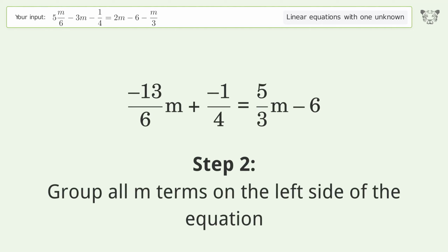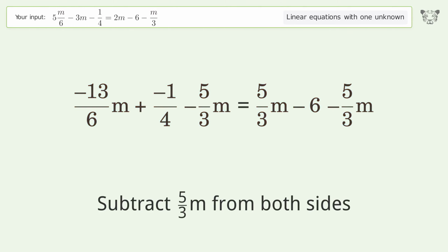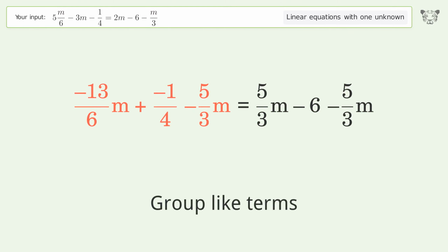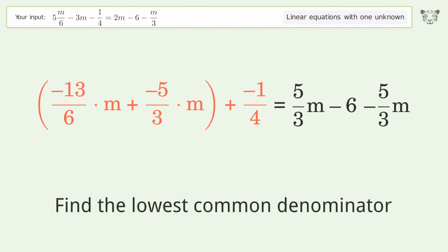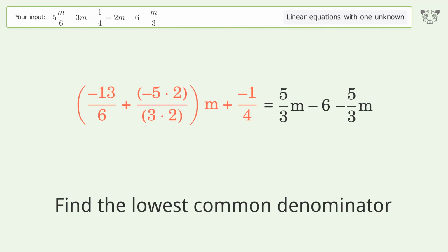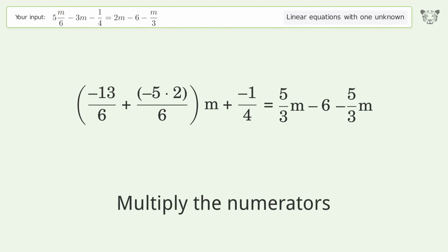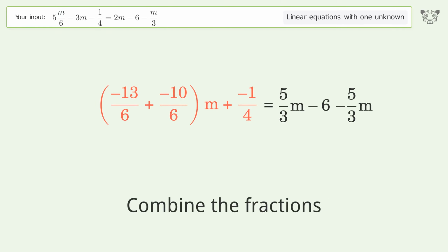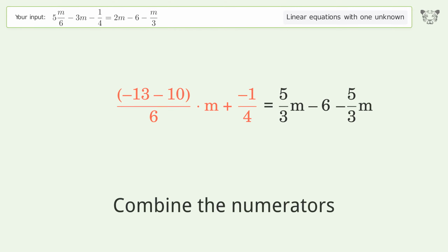Group all m terms on the left side of the equation. Subtract 5/3m from both sides. Group like terms. Find the lowest common denominator. Multiply the denominators. Multiply the numerators. Combine the fractions. Combine the numerators.